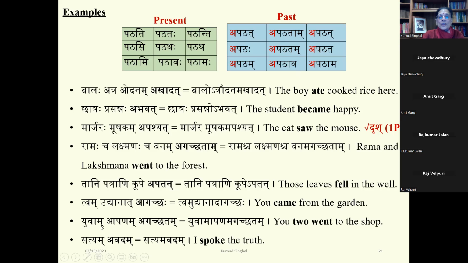So this form, yuvam, tvam yuvam yuyam. So you too, aparnam agachatam, like you too went to the shop, right? Agachatam. So again, it's just combining. There's no sandhi here. Satyam avadam. The dhatu is vad. So avadam, apatham, like avadam. I spoke the truth. Satyam avadam. Again, no sandhi here.